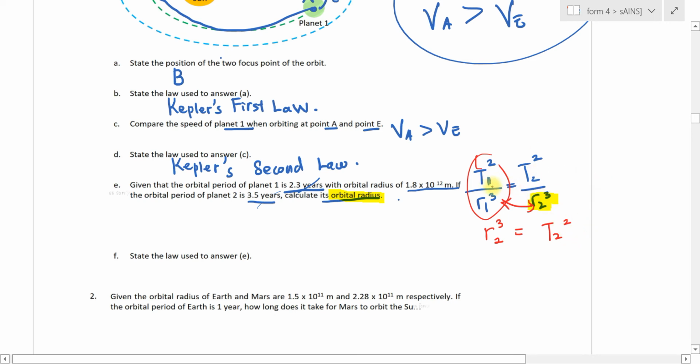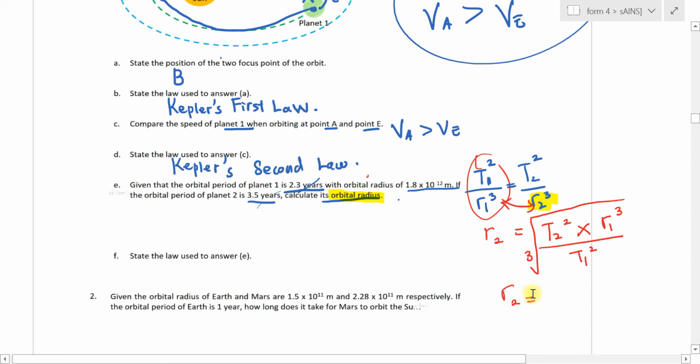Bahagi T1 over T1 square bahagi R1 cube. So dia akan jadi darab terbalik, R1 cube over T1 square. And then this cube padam sebab kita nak orbital radius kan. Lepas tu jangan lupa you bagi cube root bagi answer ni. Okay, sekarang dah boleh cari R terus.